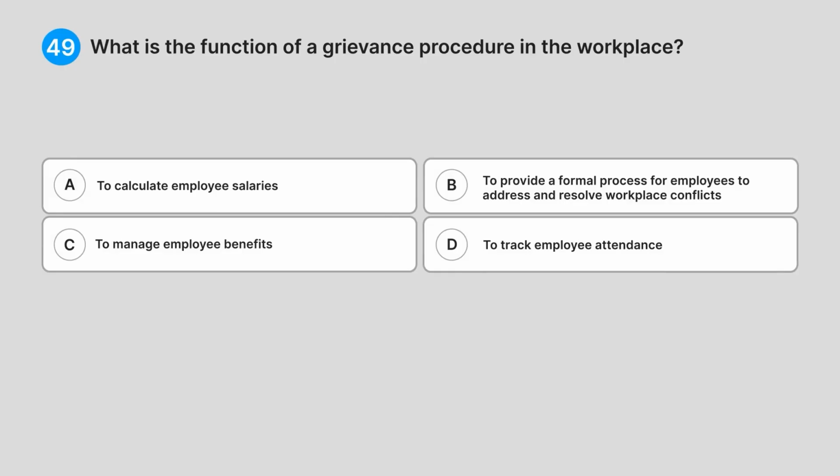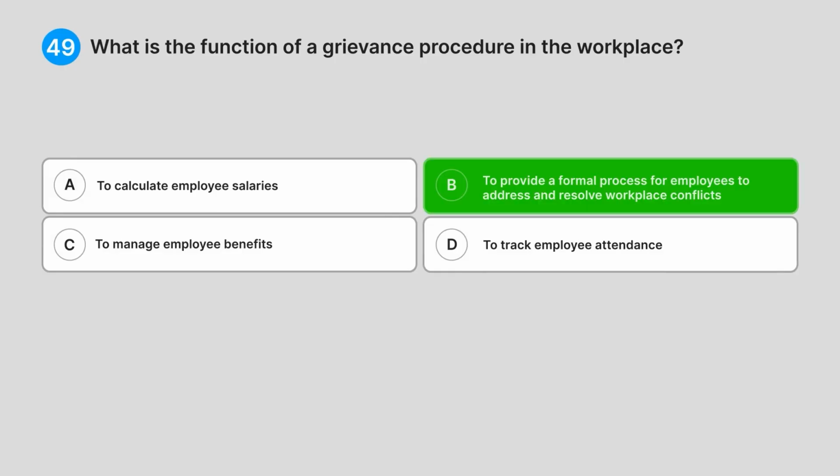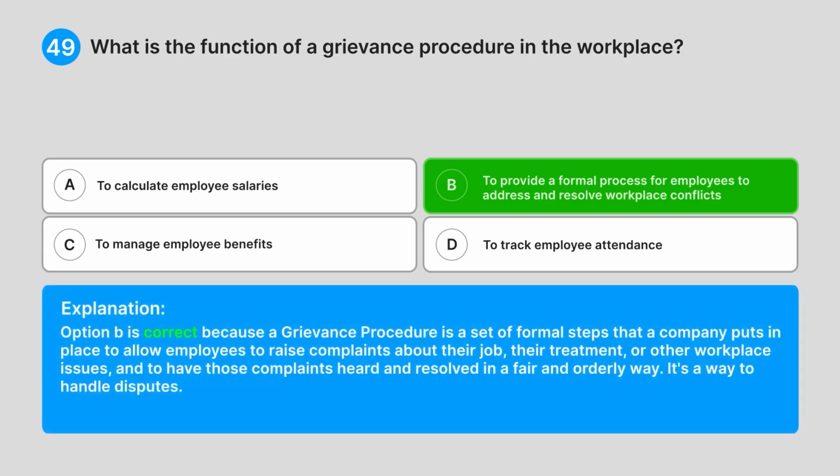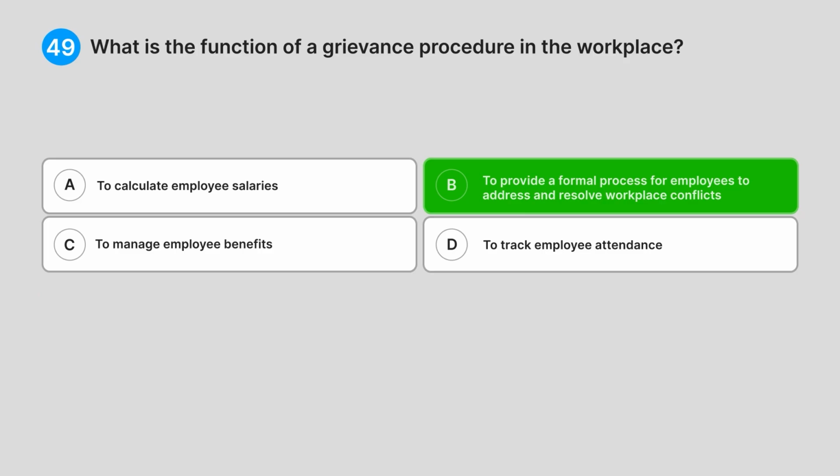Correct answer. B. To provide a formal process for employees to address and resolve workplace conflicts. Explanation. Option B is correct because a grievance procedure is a set of formal steps that a company puts in place to allow employees to raise complaints about their job, their treatment, or other workplace issues, and to have those complaints heard and resolved in a fair and orderly way. It's a way to handle disputes.